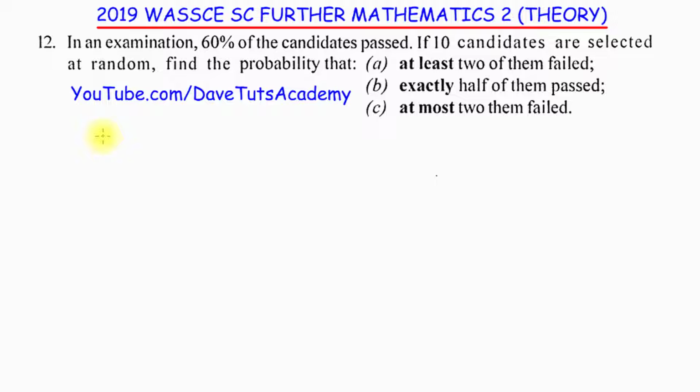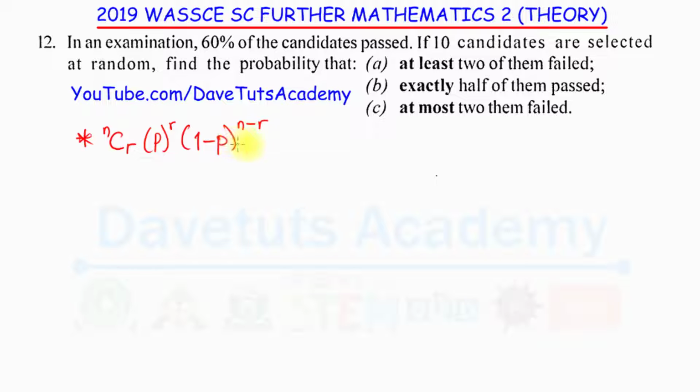So the probability of R success in these n repeated trials is given as n combination R multiplied by the probability of success raised to power R multiplied by the probability of failure, which will be 1 minus probability of success raised to power n minus R. So this is the formula that can effectively help us to solve this particular question, and we can take the question piecewise.